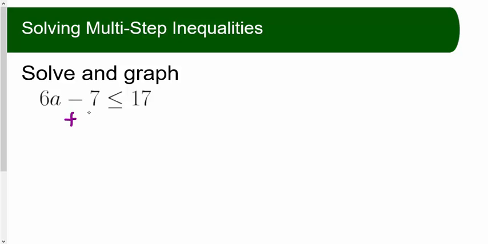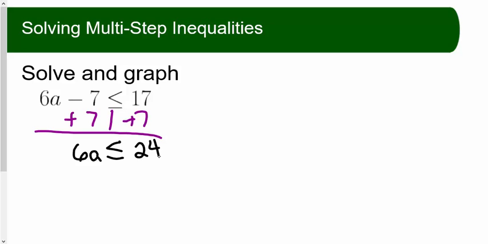So the first thing I want to do is zero out the constant. I'm going to add 7 to both sides of my inequality. I get 6a is less than or equal to 24. Finally, to isolate a, I want to get a all by itself, so I'm going to divide both sides by 6, since 6 is multiplying by a in my inequality. And my final answer is going to be a is less than or equal to 4.